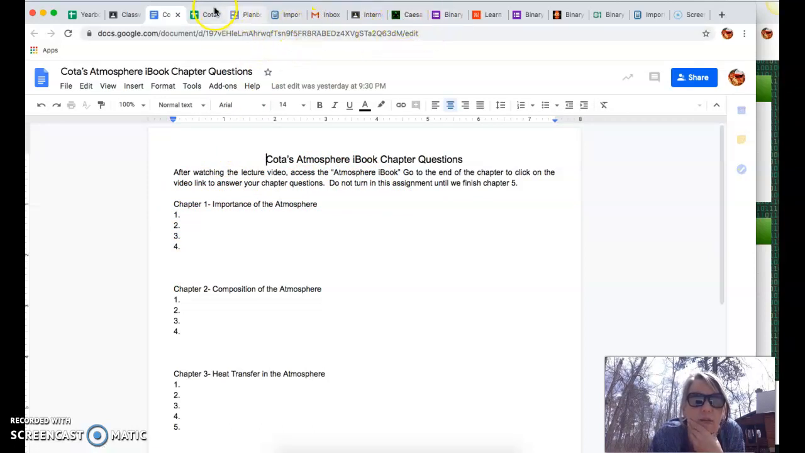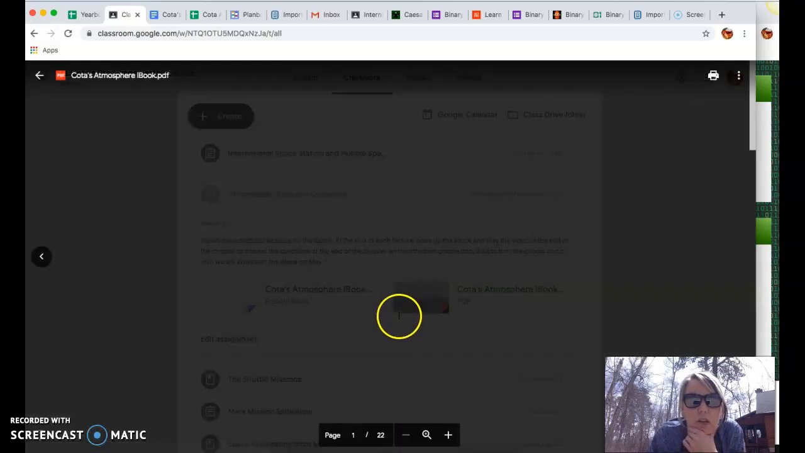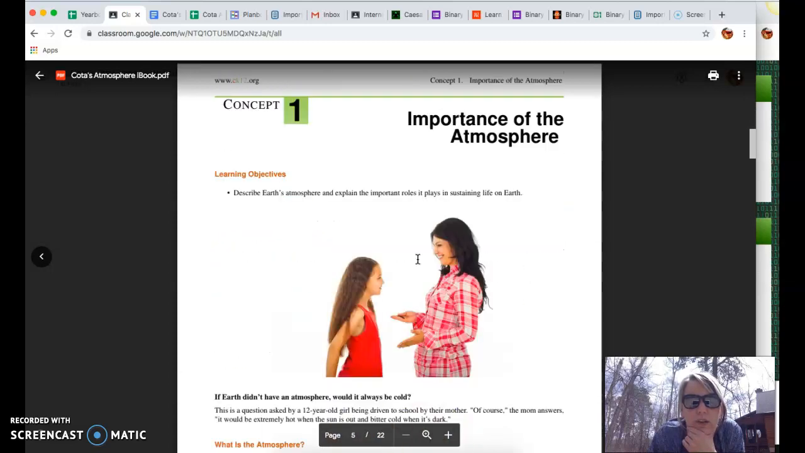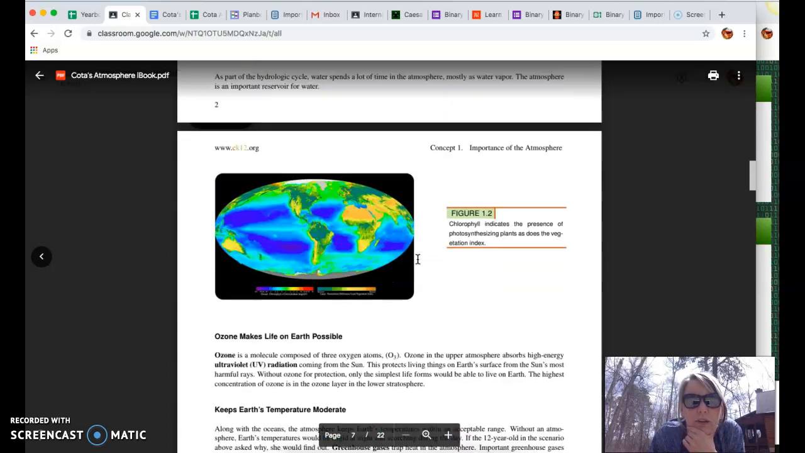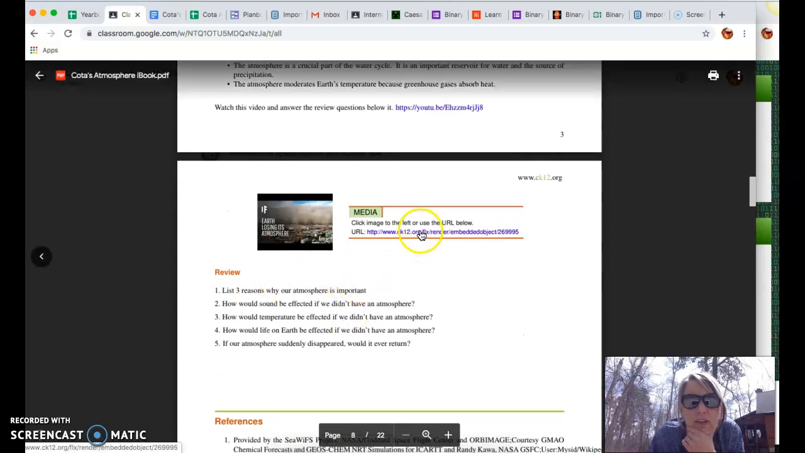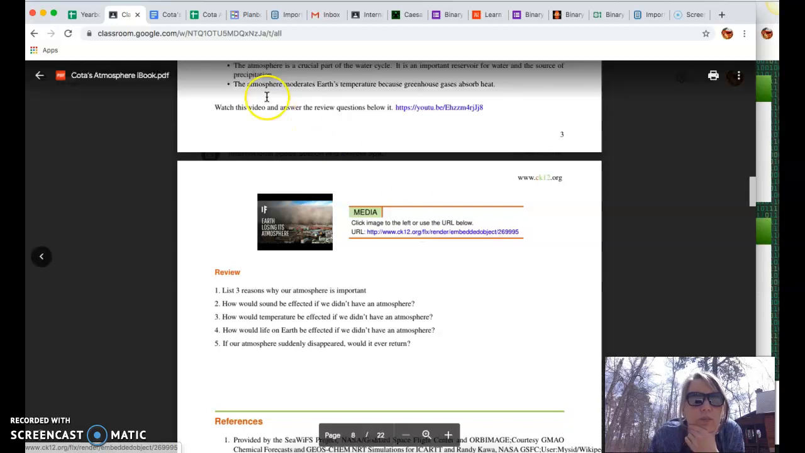And then also the iBook is also posted right there. So if you open up the iBook, it looks just a little bit different than when I lecture, but you'll see here's what I just went through. And then at the very end, here are those questions. And then this is the link that you would go to in order to find the answer to those.